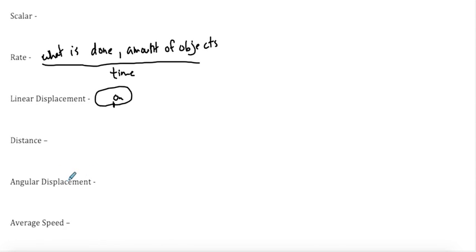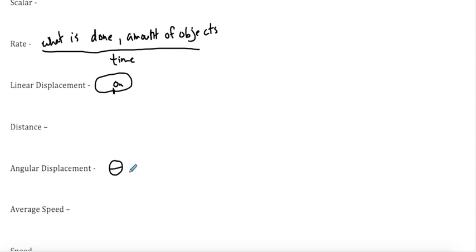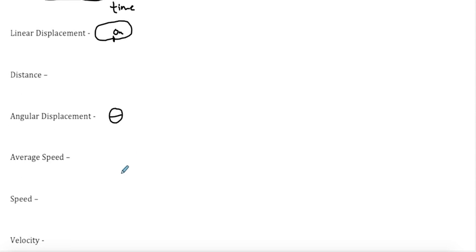Okay? Angular displacement, that's the angle that an object travels through. We're looking for radians, so the radian measurement an object travels through from its starting point. And this will never be 0 unless the object doesn't go anywhere. Okay? Average speed is total distance over total time. So that gives you an average speed for the scenario. And speed is just distance over time.